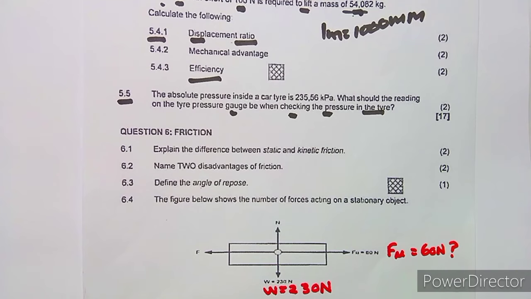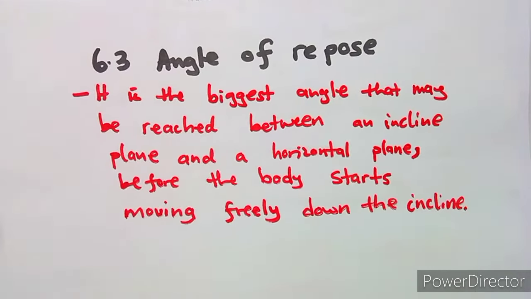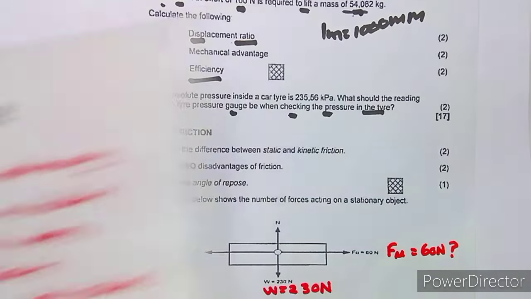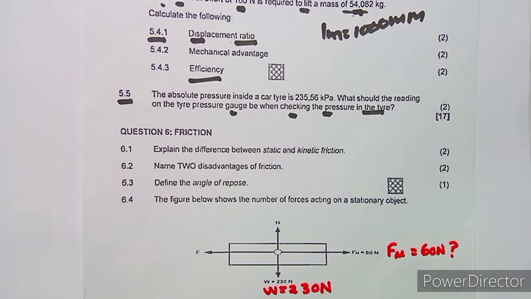Okay, then define the angle of repose. This also was on a definition where you just need to define the angle of repose as the biggest angle that may be reached between the incline plane and the horizontal plane before the body starts moving freely down the incline. Before it starts moving freely down the incline. That is the most important point to note there.